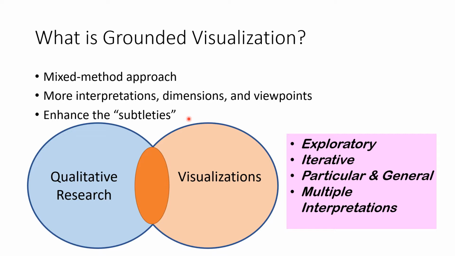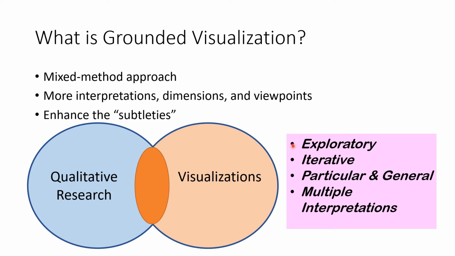And one thing you may be asking yourself is, why exactly are visuals being partnered with qualitative research? Well, a lot of articles that are out there are explaining that really visuals and qualitative research have a lot of similar properties to them. They're both exploratory, they're iterative, they can be particular and general, and can have multiple interpretations. And all this means is that when it's exploratory, qualitative and visuals can explore information in multiple ways. Whether it's through conversation or through visuals, you can consider various ways of exploring a topic.